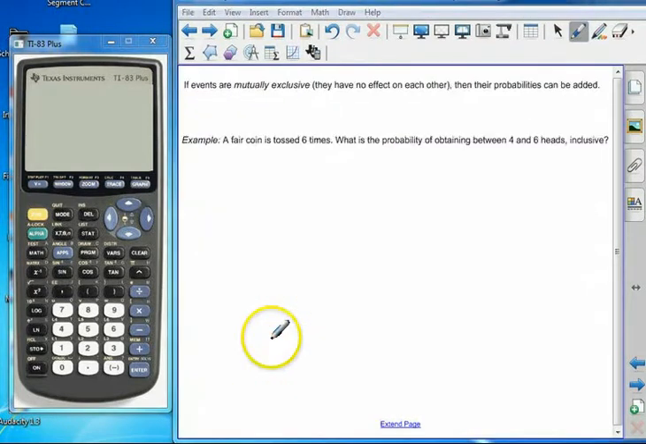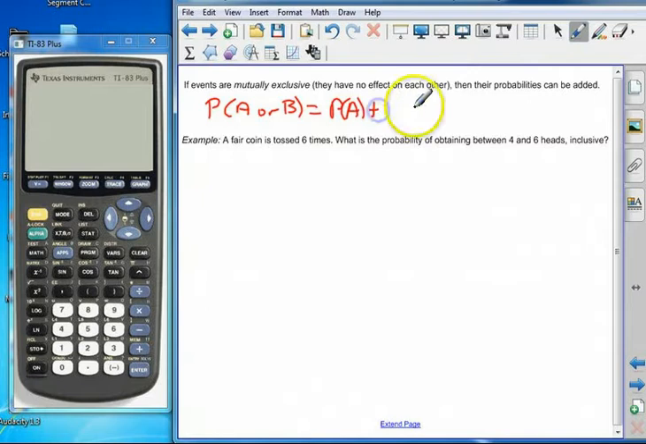Okay, next, if events are mutually exclusive, which means they have no effect on each other, then their probabilities can be added. In other words, P of A or B happening is equal to the probability of A happening plus the probability of B happening. Here's an example. A fair coin is tossed 6 times. What's the probability of obtaining between 4 and 6 heads inclusive?